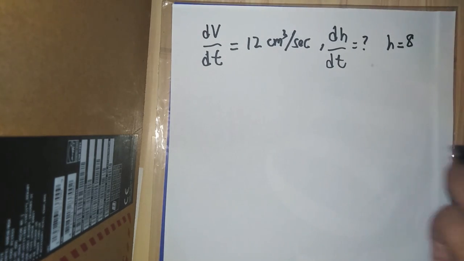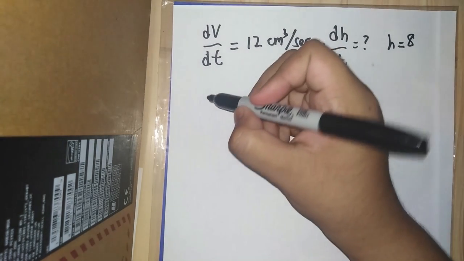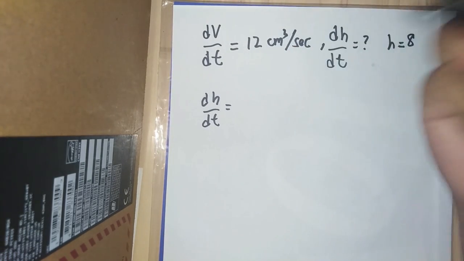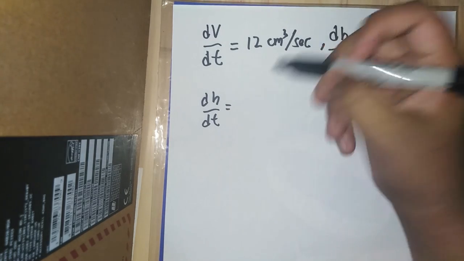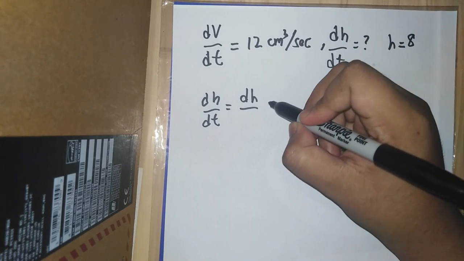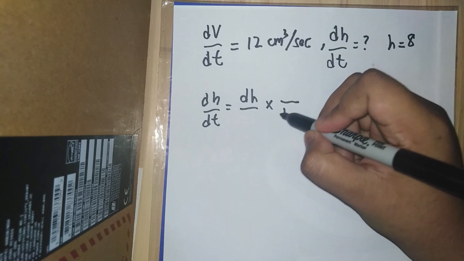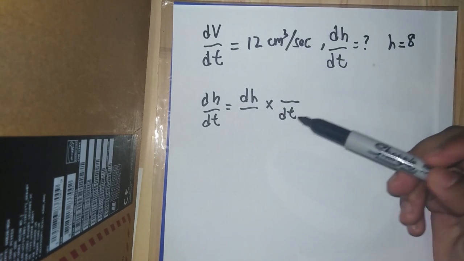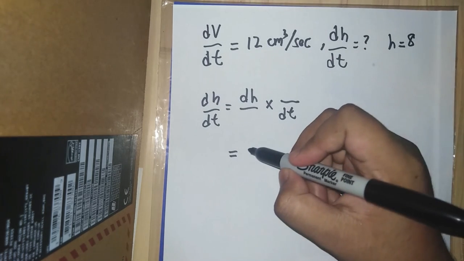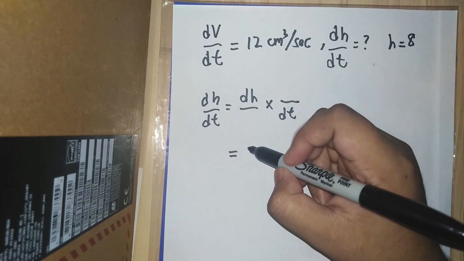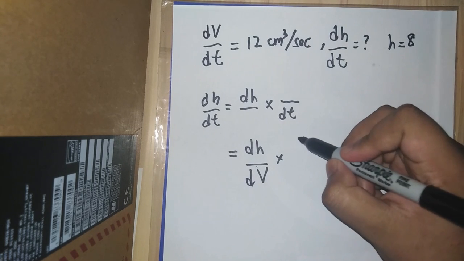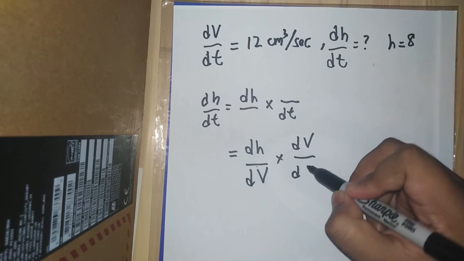The first step is to know how to find dh over dt. We can separate the dh over dt by doing it like dh over something times something over dt. The other information we have here is dV, so we can put it there. It will become like this: dh over dV times dV over dt.